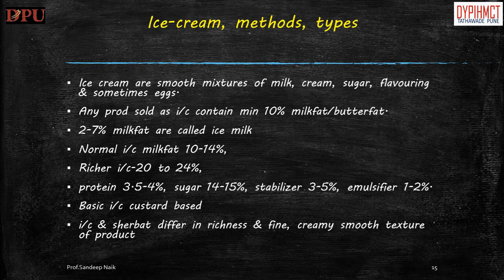If it contains 2 to 7% milk fat it is called ice milk. Normal ice cream has milk fat content of 10 to 14%, richer ice cream has milk fat of 20 to 24%. Ice cream is composed of protein 3.5 to 4%, sugar 14 to 15%, stabilizer 3 to 5%, emulsifier 1 to 2%. Basic ice cream is custard-based. Ice cream and sherbet differ in richness and the fine, creamy smooth texture of the product.